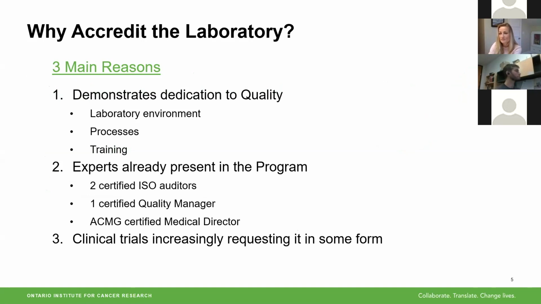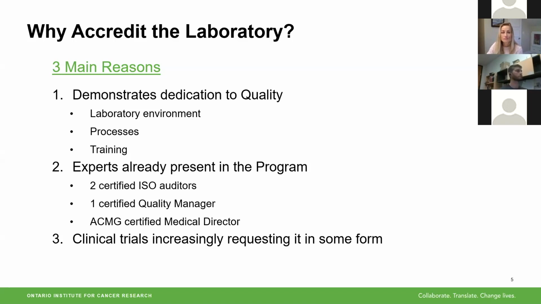And also the timing was right. We had experts already present in the program, and there's a lot of expertise now. So we've got 2 auditors, the quality manager, and Trevor Pugh joined us as medical director, and he's certified by the American College of Medical Geneticists. So this now allows us as a program to release clinical reports.